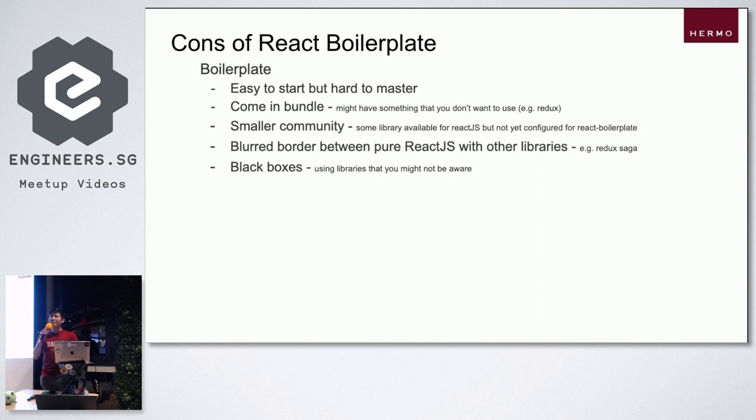So somehow I got confused with Redux Saga. I thought that it was part of React. But later on, I realized that it's not the same thing. It's actually a library. And of course, there's a lot of black box. There are some libraries that I still don't really understand, and I don't even realize they are there.